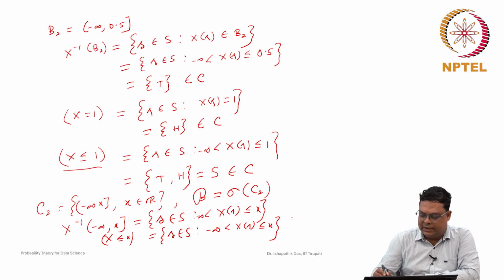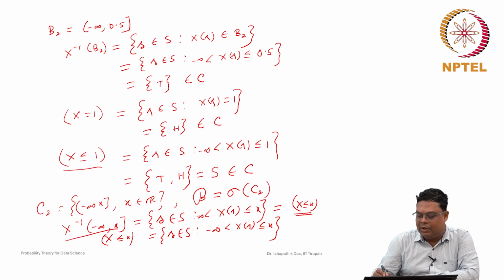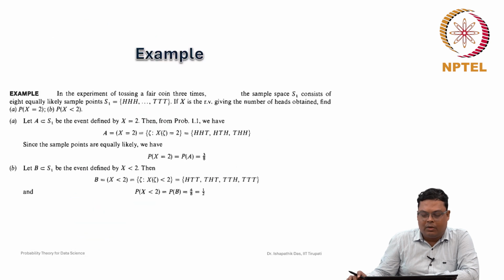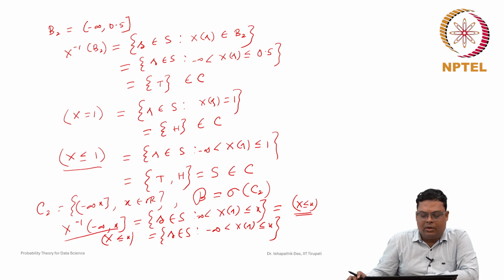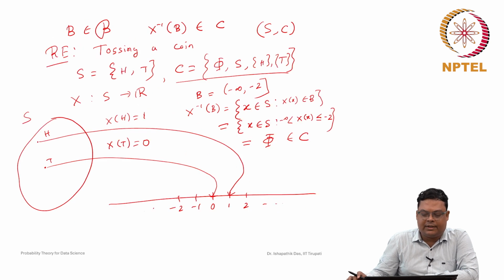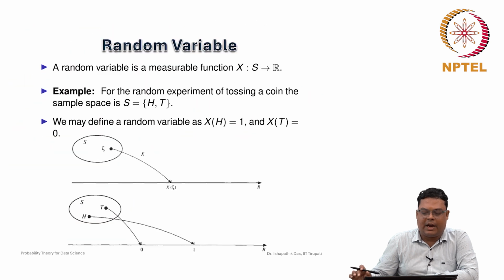So this is just a simplified notation. X inverse of minus infinity to x we are denoting by X less than or equal to x. Okay, so what have we understood now? So, let us, from the beginning, we started with a random variable.